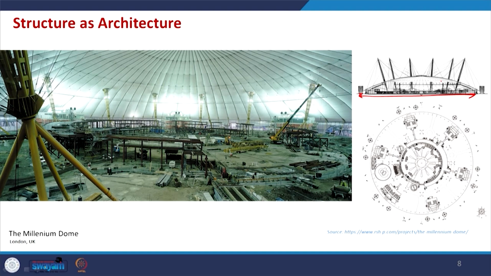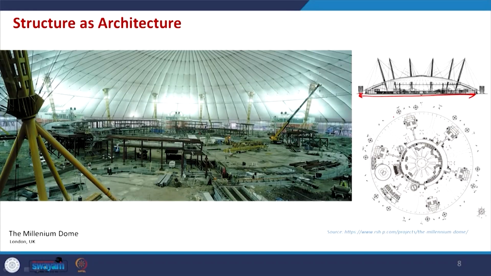So, reduction in the self weight of the roofing system was required, and that is why fabric was used in this case. So, again this is an example where it is being formed as a dome, but definitely it is a structural arrangement that helped us to design such a beautiful space.